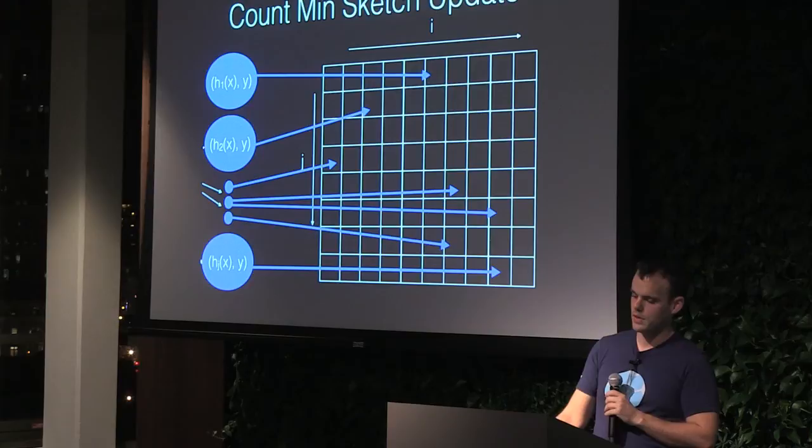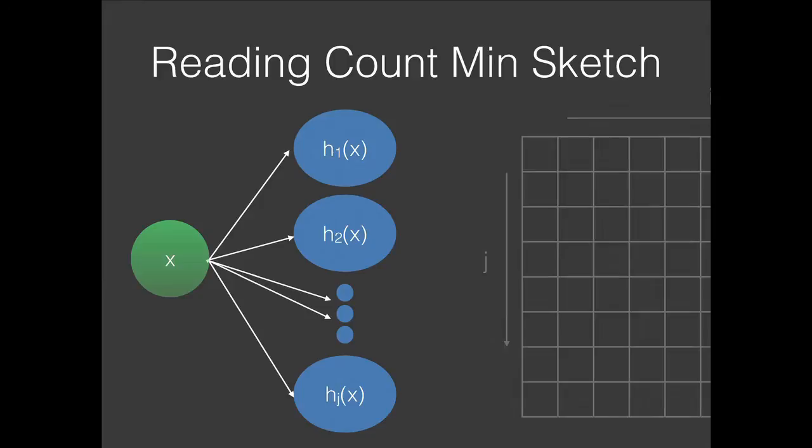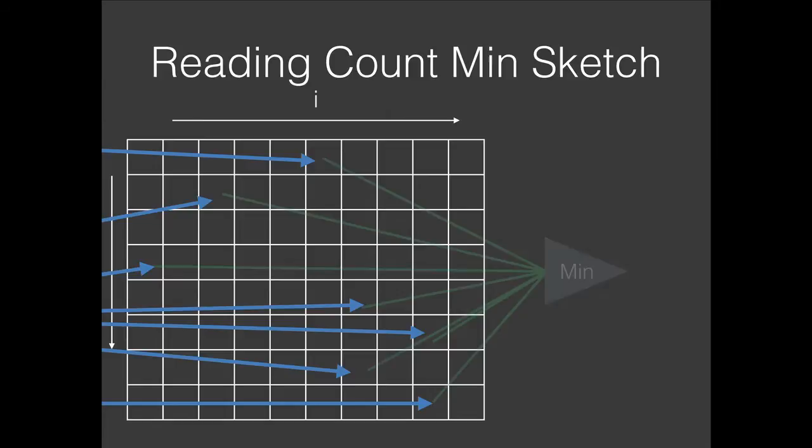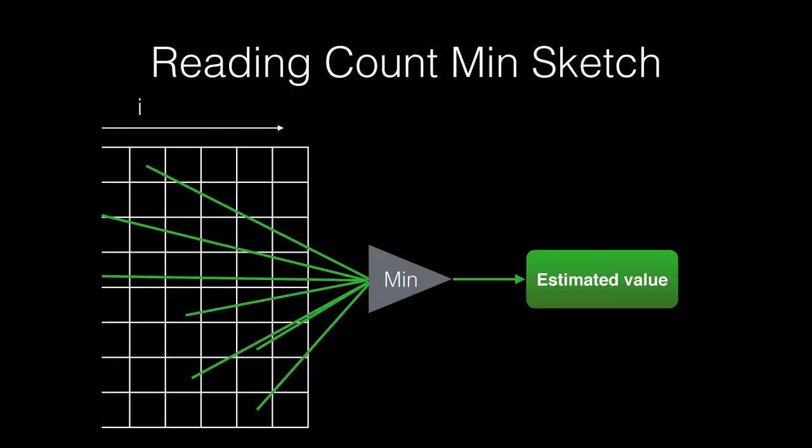Reading is really just the exact same process. You find all your locations to pull out, and then you just get the min of them all. So the constraint here of what it gives you is this: it's the minimum value it's going to be.